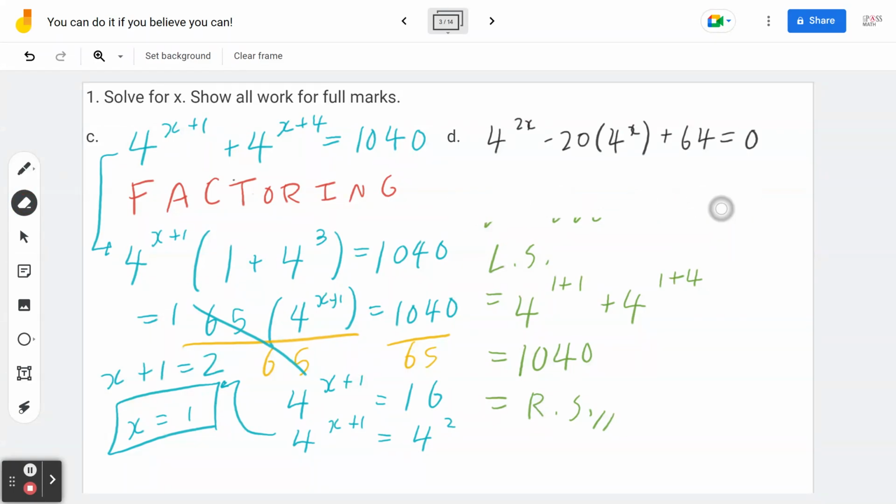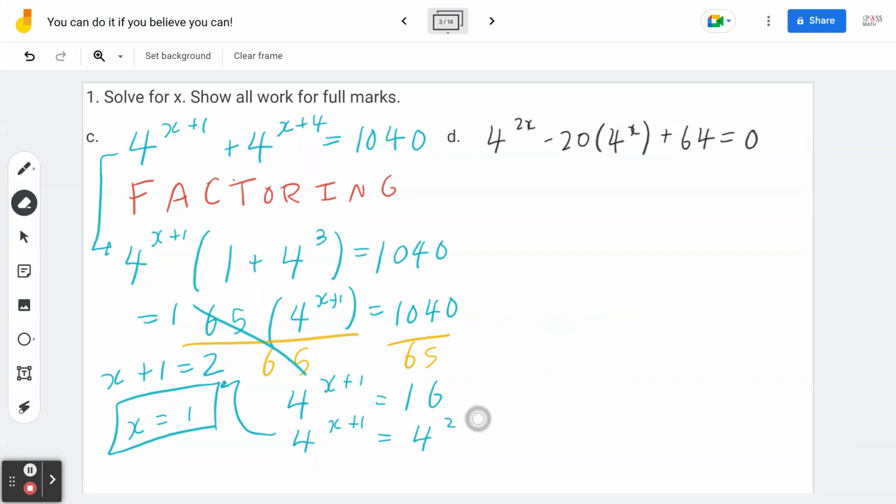Example 1D, 4 to the power of 2x minus 20 times 4 to the power of x plus 64. So again, this is the question where in a similar way you're factoring, but it's not the same type of factoring. So I'm going to write down the word factoring again to remind you, but the major difference is in part C, it was common factoring. Whereas in part D, this could be sometimes simple factoring, sometimes complex factoring, sometimes a perfect square. It depends, but it's a different type of factoring.